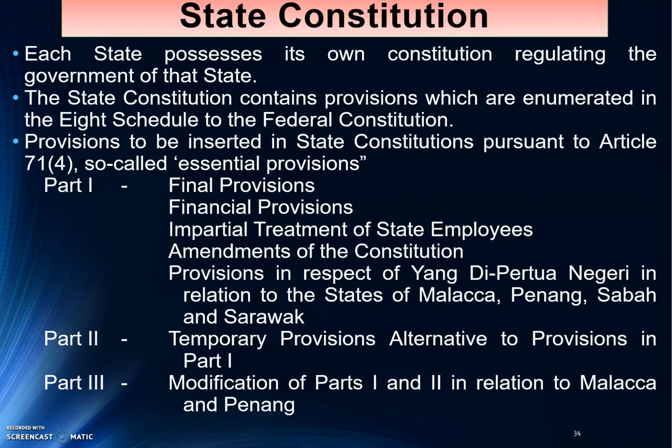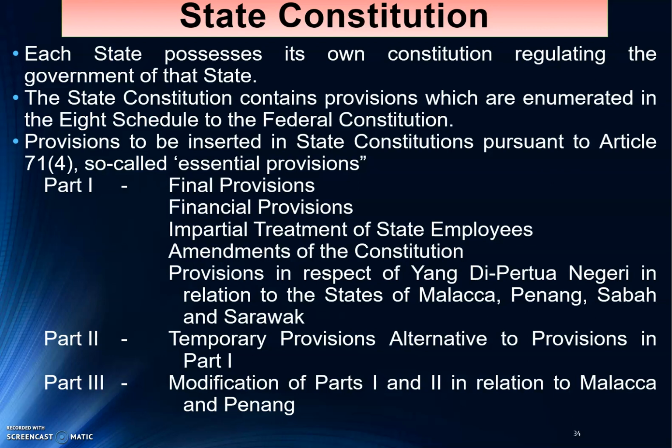We have seen the federal constitution as a whole. Now we're moving on to the second part of the written law, which is the state constitution. Now, this state constitution possesses its own constitution. So, if you are from Perak, you can see the Undang-Undang Tubuh Kerajaan Perak, or you can see the Undang-Undang Tubuh Kerajaan Negeri Sembilan. So all these constitutions regulate the government of that particular state.